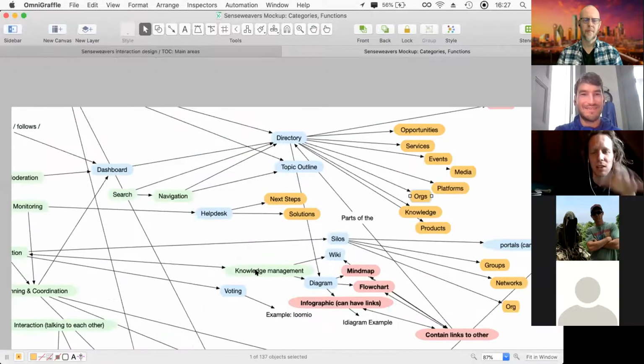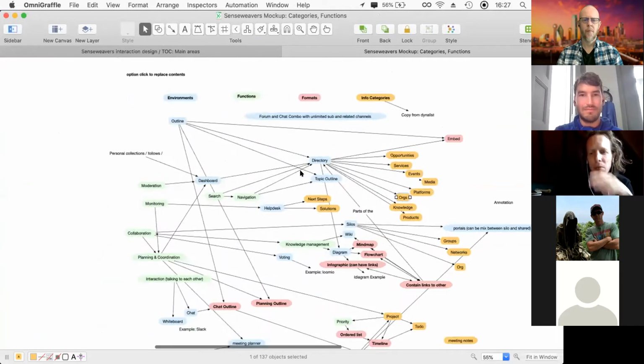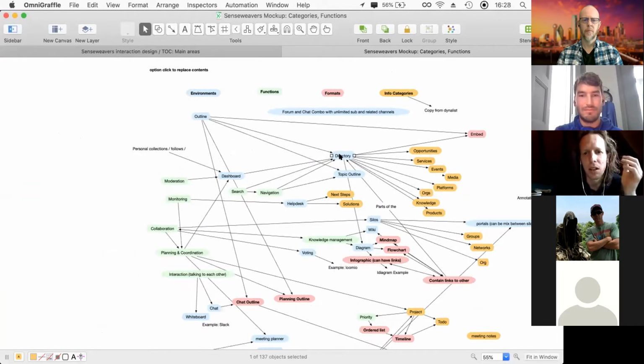So this is the most complex kind of gathering of the whole system. It's an attempt to build something in the middle of the directory. And the directory could be this diagram, or mind map or flowchart or infographic. But the directory is also about services, events, media, knowledge, orgs, platforms, networks. It basically functions on this main outline, but any node could be connected to another node, just like in the brain, anything can be connected to anything.